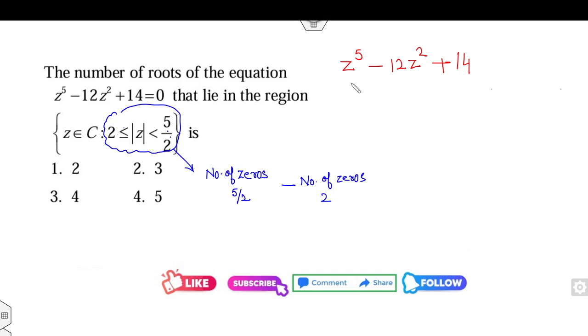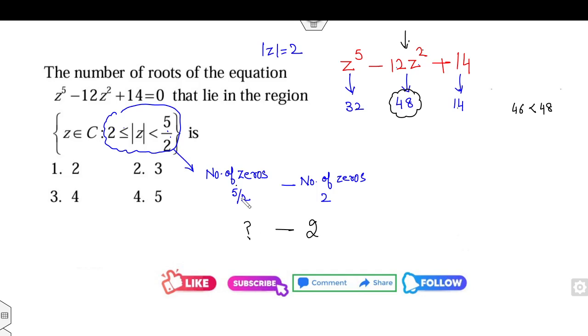So firstly I can find the lower limit. On the circle |z| equal to 2, the first term is 32, the second is 4 into 12, 48, and this number is 14. So clearly the maximum is 48, and the sum of the others, that is 46, is less than 48. The degree corresponding to them is 2. Fine.